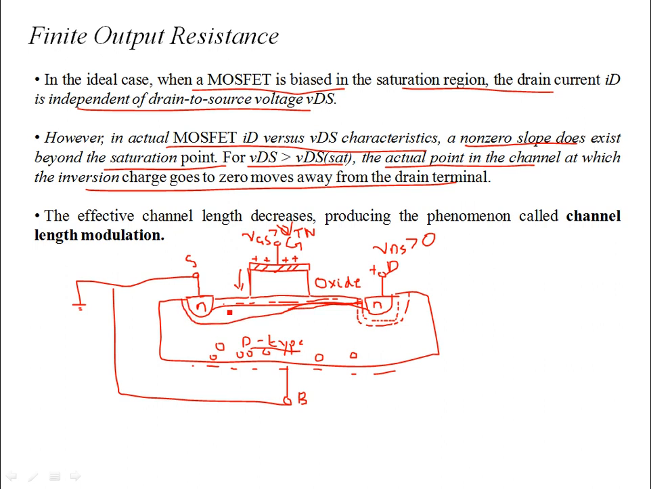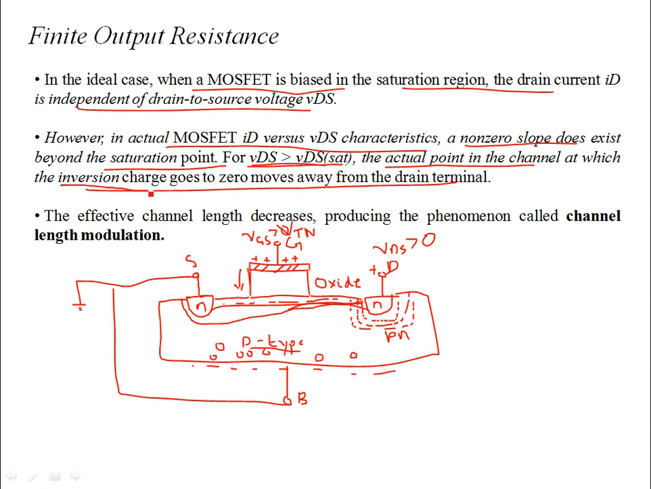The channel is pinched off and it tapers like this, and the channel width is compromised. If you increase the VDS even further, it is going to reverse bias this p-n junction between the substrate and the drain terminal, but it's not going to increase the drain source current. So that's saturation.